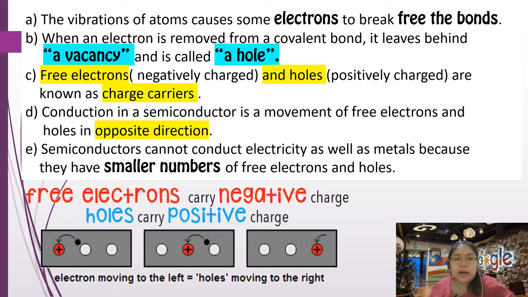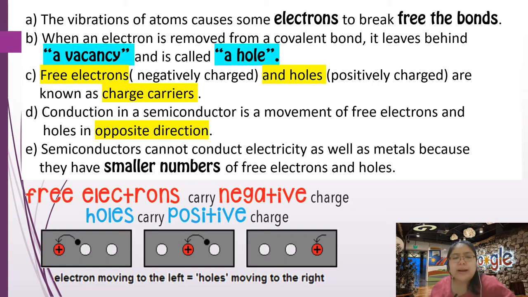Okay, the conduction in the semiconductor is the movement of the free electron and also the hole, but both in opposite directions. Now we see the semiconductor can conduct electricity, but compared to the metal, the semiconductor is poor. Why? Because the number of electrons in the semiconductor is less.